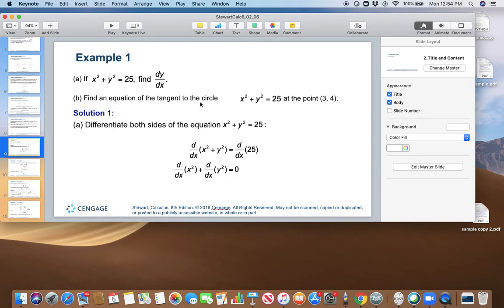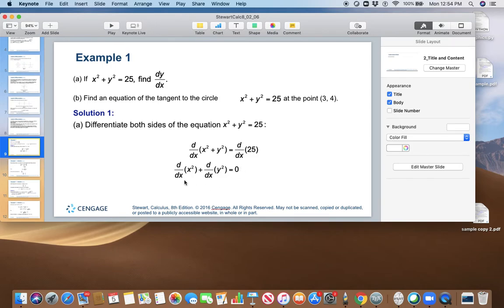Then find the equation of the tangent to the circle at this point. Well, find dy/dx. In other words, apply the derivative with respect to x to both sides, that is d/dx of both sides. Derivative of this plus derivative of this equals the derivative of a constant, which is 0.